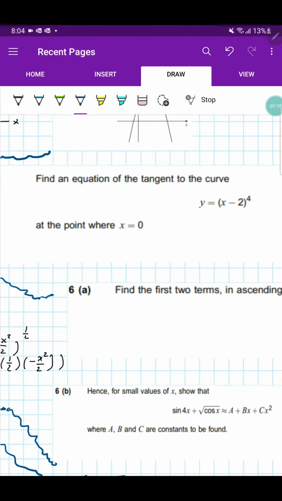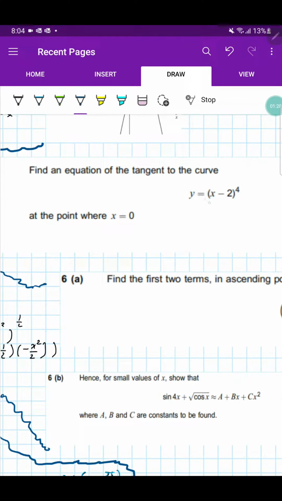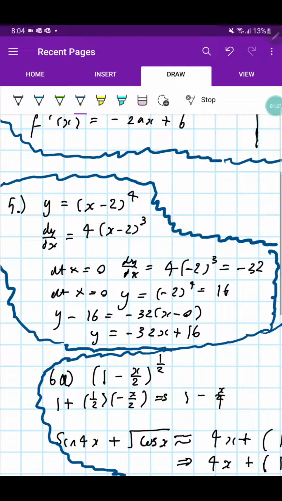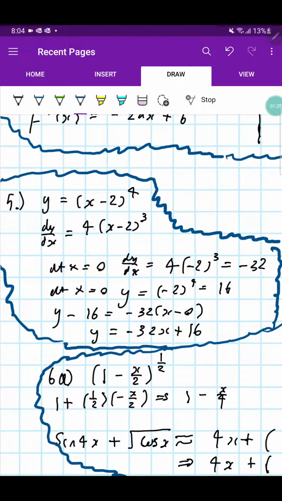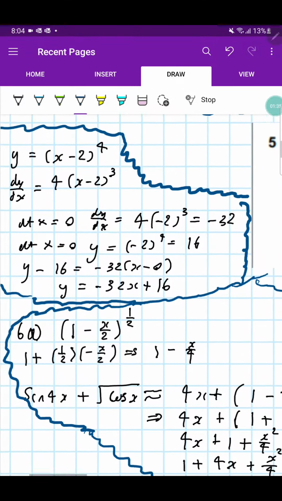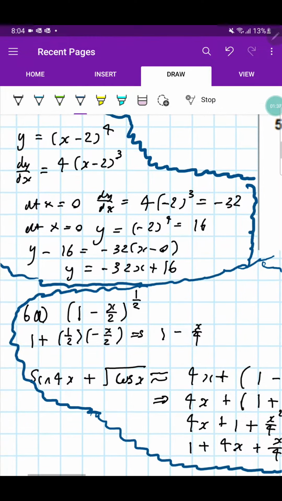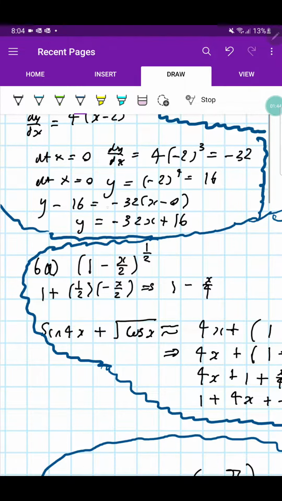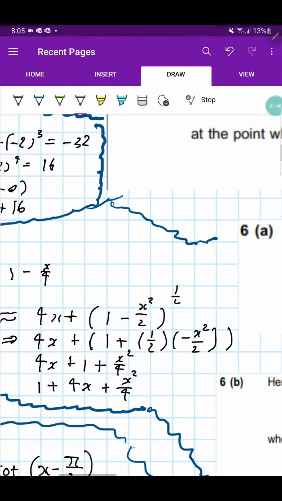With question 5, we need to find the equation of the tangent to y equals (x minus 2) all to the power 4. So we use the chain rule. We know the inner bracket differentiates to 1, so it's just going to be 4 bracket x minus 2 to the power 3. We substitute x equals 0 to find the gradient, to get minus 32. We also need the y coordinate, so if we substitute back in here, we get 16. So our equation of the tangent is going to be y equals minus 32x plus 16.